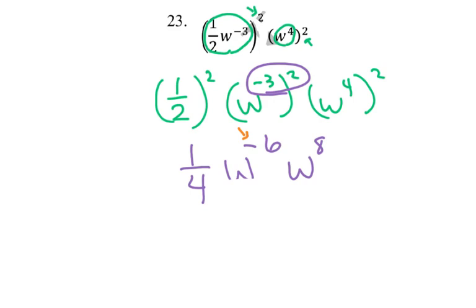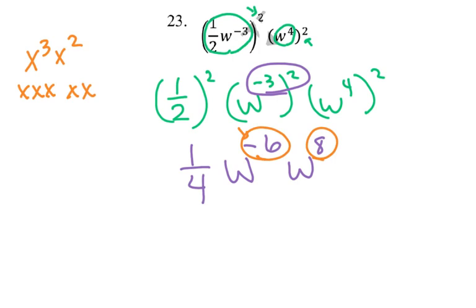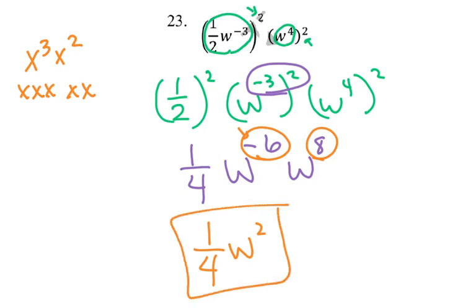Remember, if I have the bases being the same, like I had in the very first examples, like if you have x to the third times x to the second, then you are just going to add up the exponents. So I could add the exponents there. I'm still going to have the 1/4, and then negative 6 plus 8 is 2. So that's one way that I could do that problem. There is another way to do that problem, so let me show that to you.